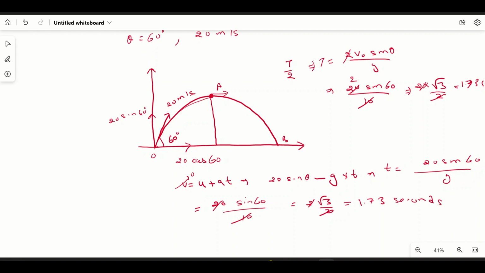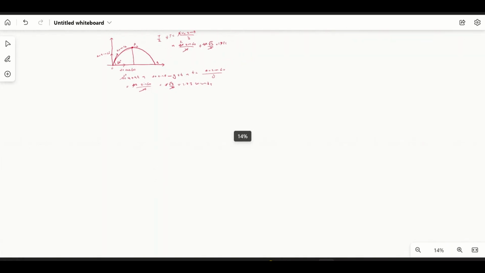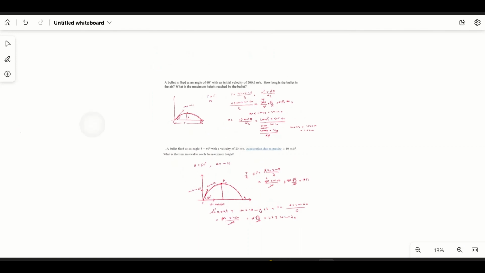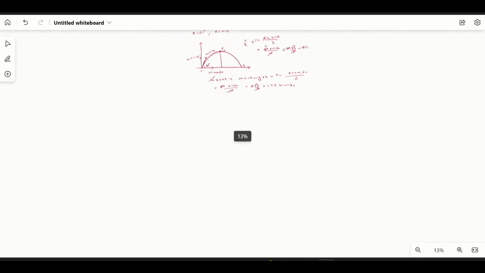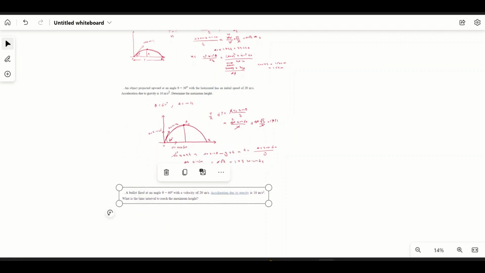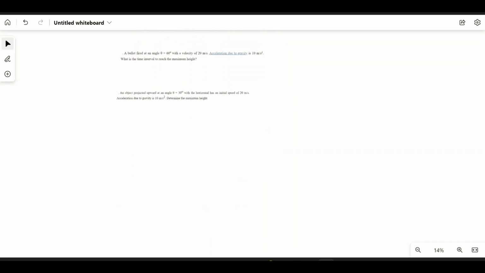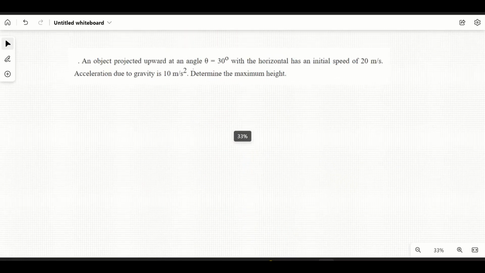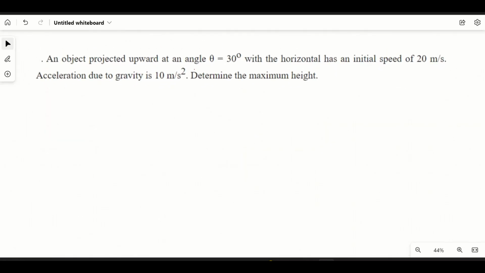So these two are simple problems. I hope you understand up to here. Now let's solve the next problem. Now, sorry for the delay.